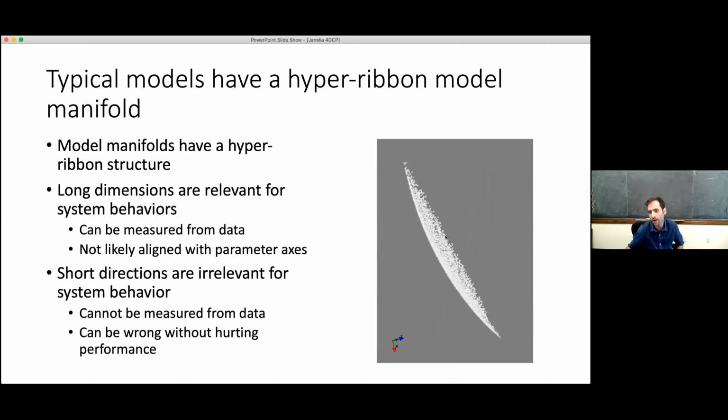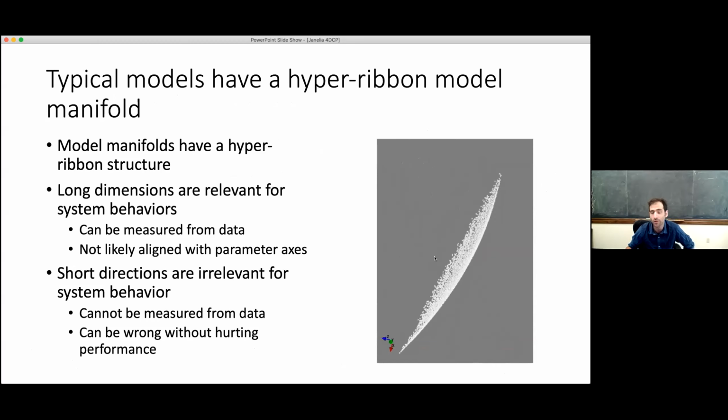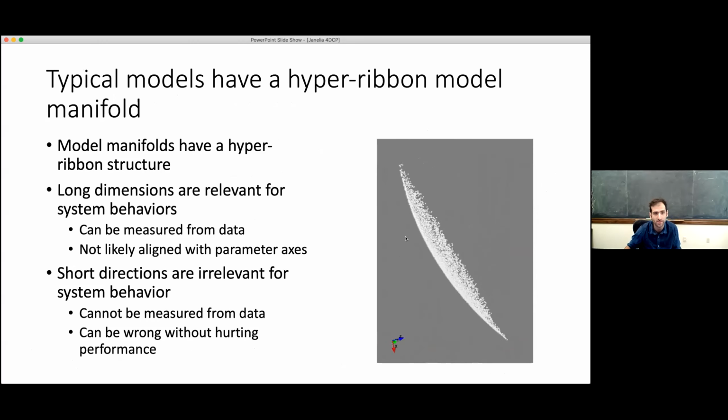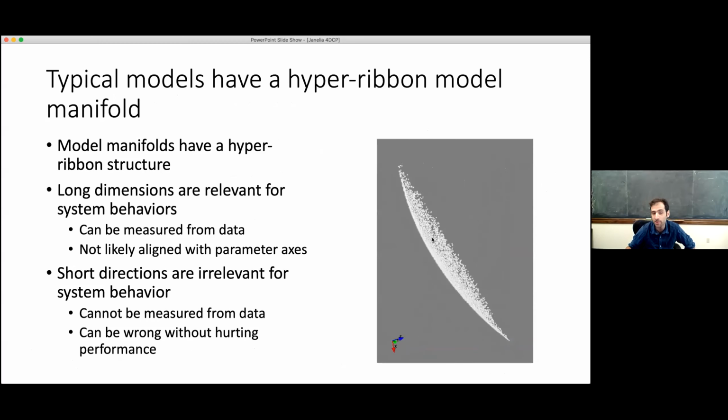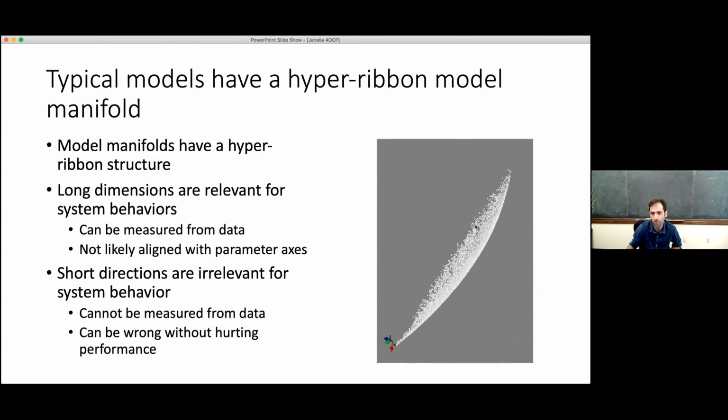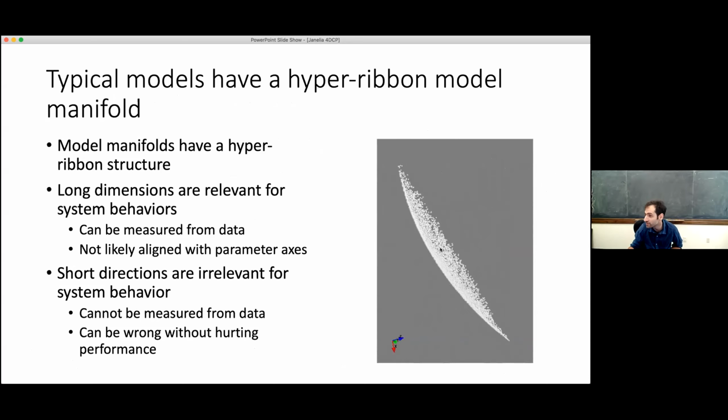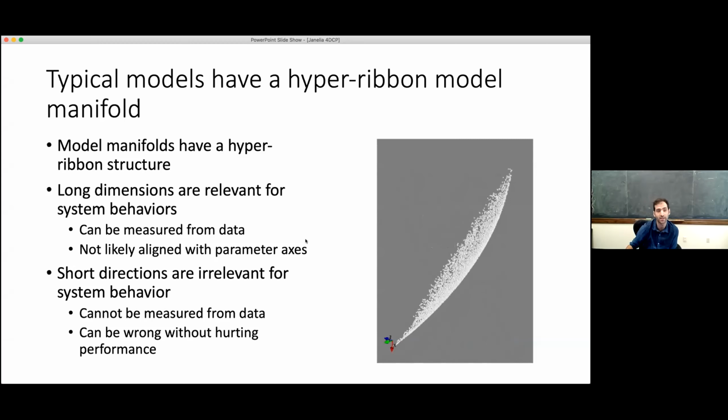Okay, so what I was showing you in the last slide was the model manifold for a two-parameter sum of exponentials looked at two time points. But here is a similar model manifold, but now for a sum of three exponentials. And this is typical. These model manifolds have a hyperribbon structure. So in this example, there's a long direction, an intermediate direction, and then a third dimension that you can barely see here. And if I could plot this in higher dimensions, you'd see them keep getting thinner and thinner.